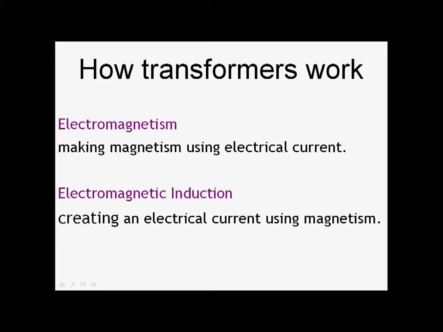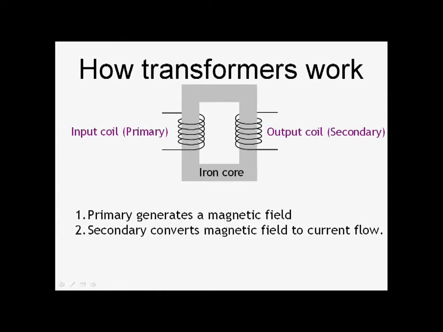A transformer relies on two key physics principles: electromagnetism and electromagnetic induction. Electromagnetism is when an electrical current generates a magnetic field. Electromagnetic induction is where a magnetic field causes an electrical current to flow. As you can see, one is just the reverse of the other.